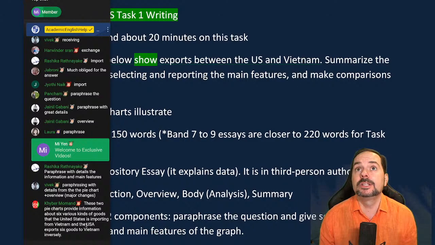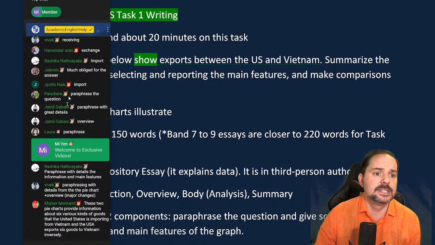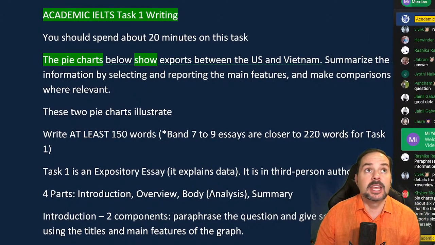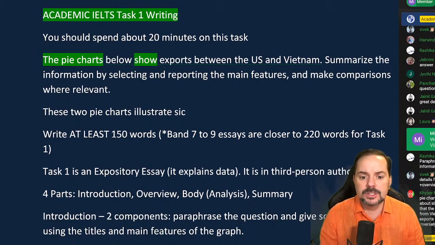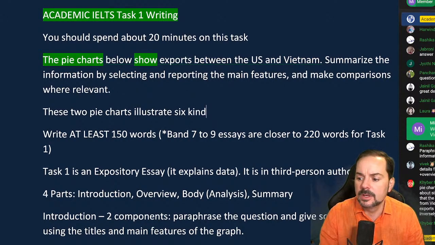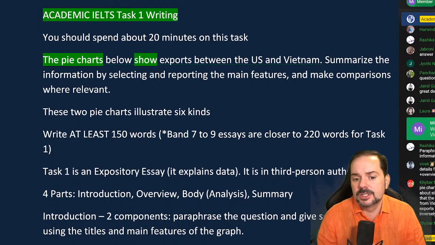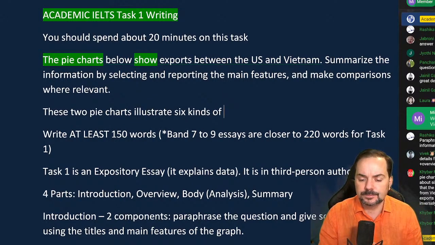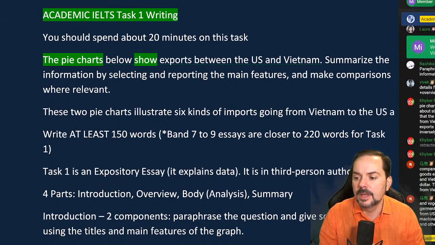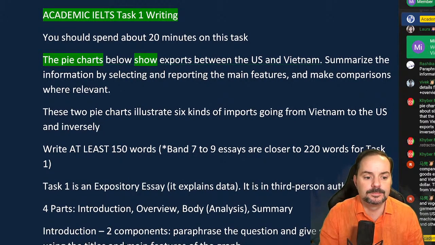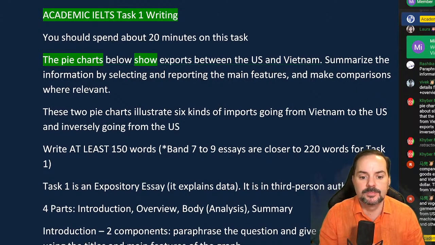So go ahead, members, and go ahead, students, paraphrase this question. If we have some academic IELTS students, or even if you're a general IELTS student and you just want to challenge Rumi or Emmanuel, then go ahead and paraphrase this as well, okay? So I'm going to do the same, and then we'll compare, okay? So these 2 pie charts illustrate 6 kinds. Okay, Kyber, you don't need to write various kinds because it's just 6 kinds, okay, of imports going from Vietnam to the US, and inversely going from the US to Vietnam.